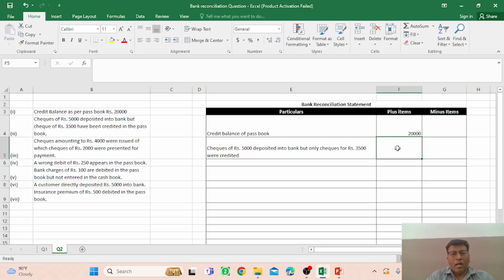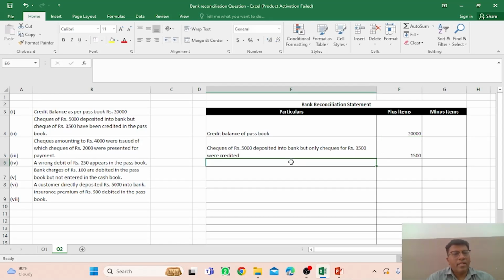So in the opposite book, that is the cash book, this is the transaction: 3,500 credited in the passbook, but the organization assumes that 5,000 rupees should be there in the bank. So there is a particular balance in the cash book of rupees 5,000, but in the passbook you find 3,500, a difference of 1,500, right? So you have to put it in the plus items because of this difference, right?